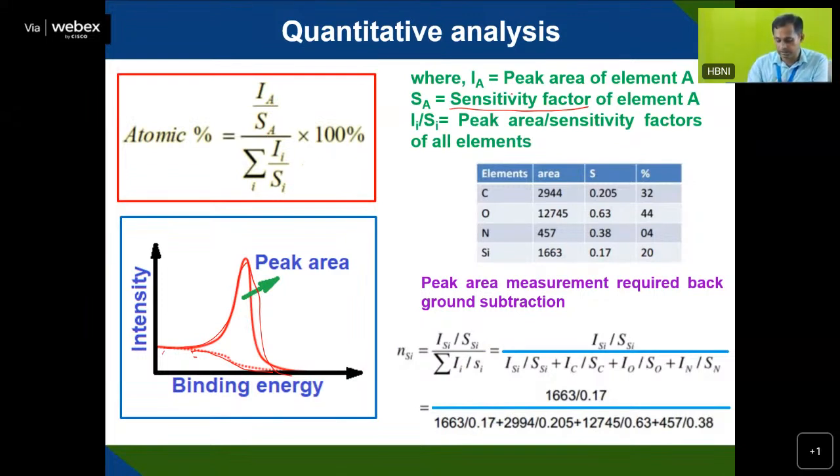atomic percentage. Like this, in an example I have shown here, carbon, oxygen, nitrogen, and sulfur are distributed. You can see the surface area I have taken, and this is the sensitivity factor of each element from carbon to silicon. If I calculate the silicon concentration, NSi, the intensity ISi, that area I am getting here, divided by the sensitivity factor, this 1663 in the case of silicon, and then the summation of all this, I am getting the percentage of that particular concentration. You are able to find out.